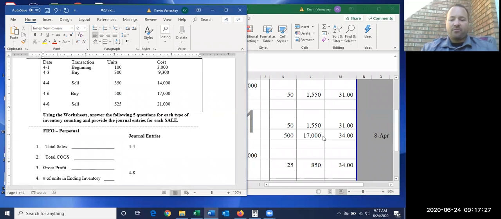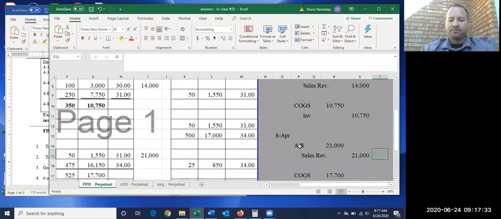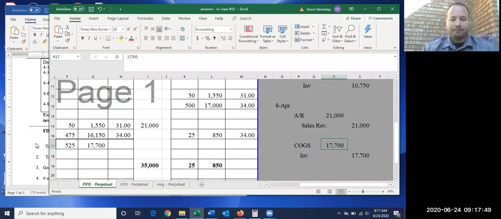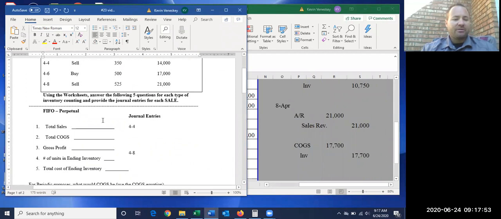Well, let's first do the 4/8 journal entry. This was my sale price, so I need to record that I made a sale. Made a sale for 21 grand. And of the 21 grand, it cost me 17.7 based on my figurings as my cost of goods sold. Now I got everything I need to answer the final 5 questions.